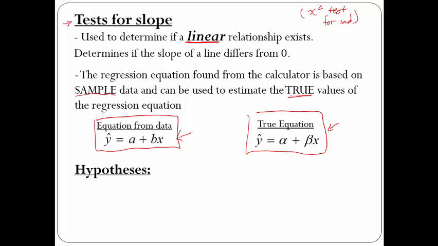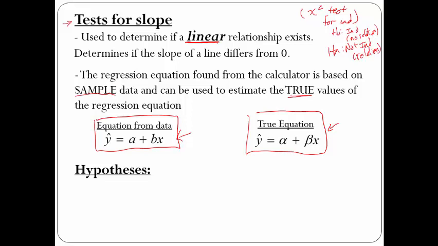So the hypothesis, think back about your chi-squared test for independence. Your null hypothesis was that they were independent. And another way to think about that was no relationship, right? And then the alternative was that they are not independent. Or another way to say that, there was a relationship.